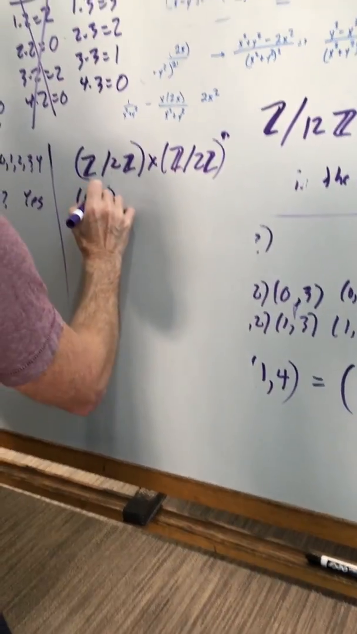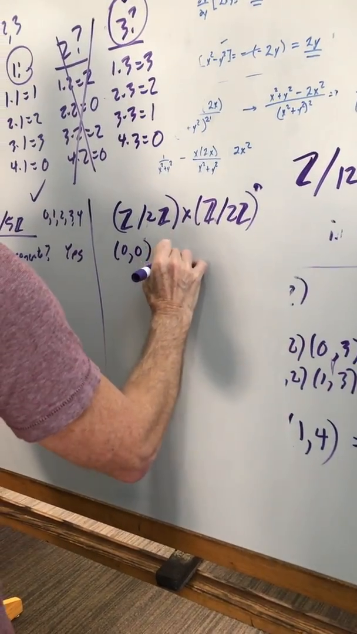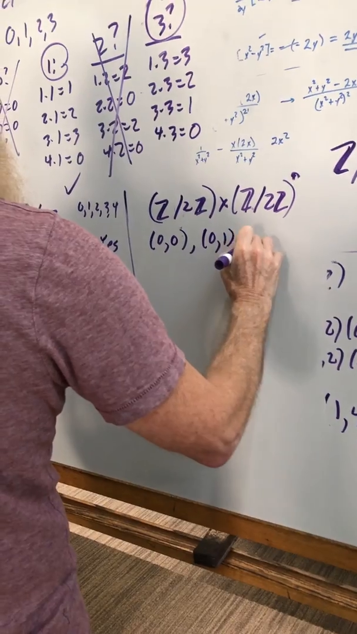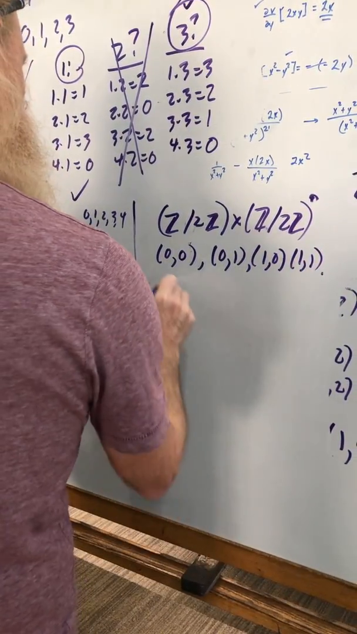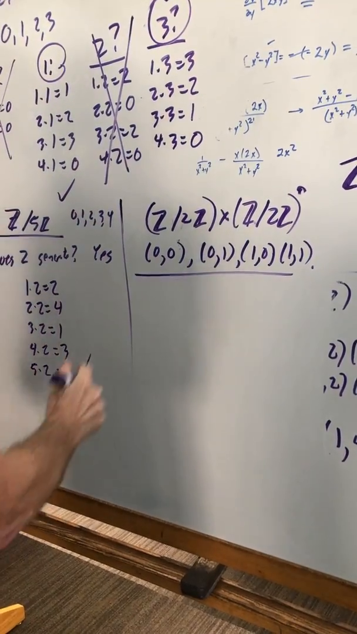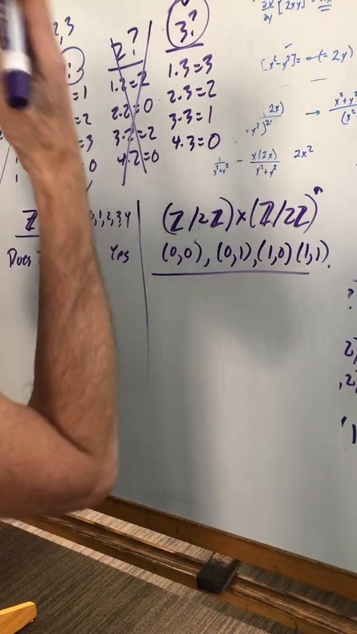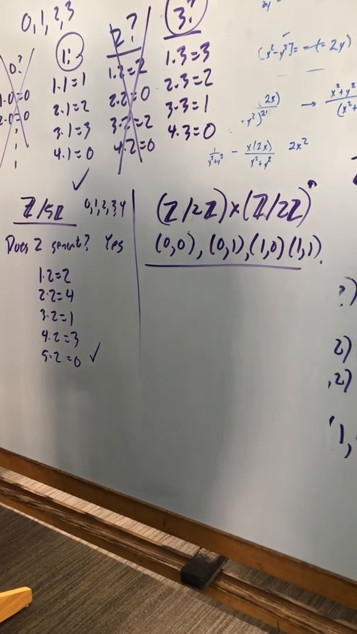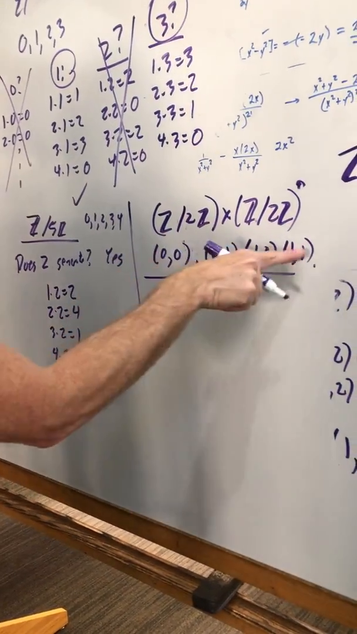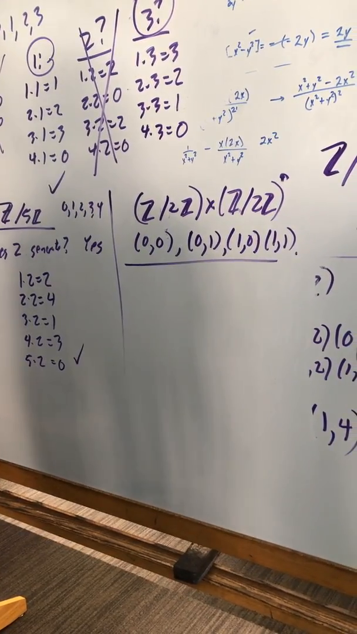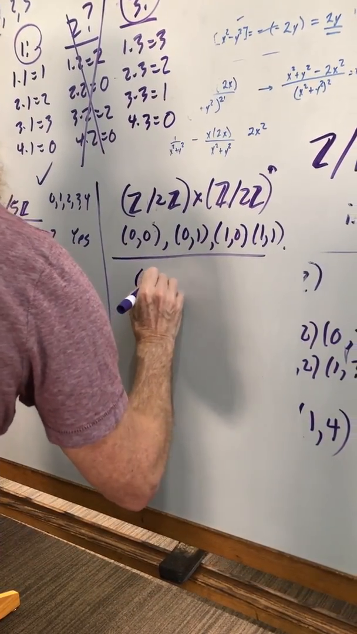Pairs in each element is either 0 or 1. So 0,1; 0,0; 0,1; 1,0; and 1,1. So give me an element and let's see whether it generates. Pick one of these and we're going to see if it generates. 0,1. Let's try it.